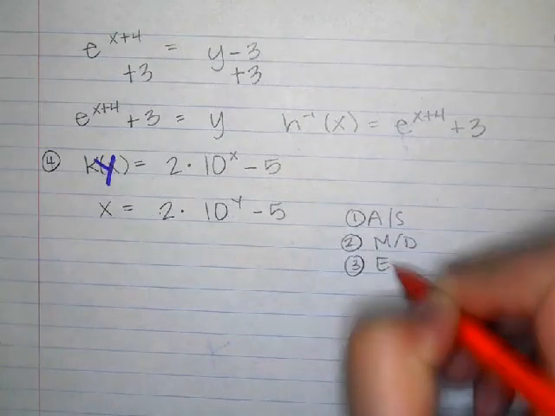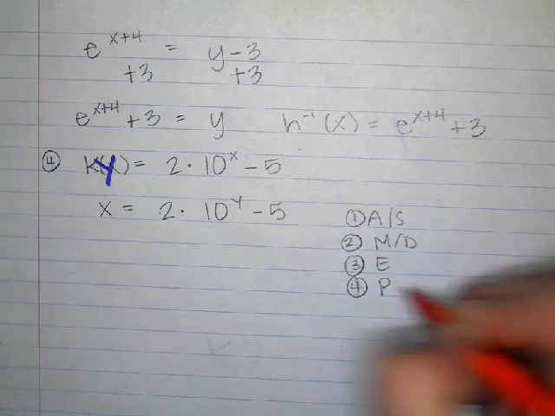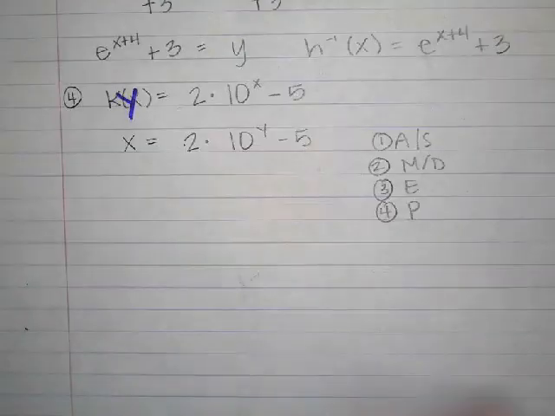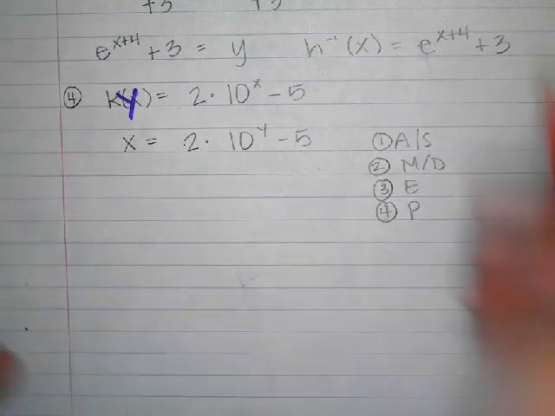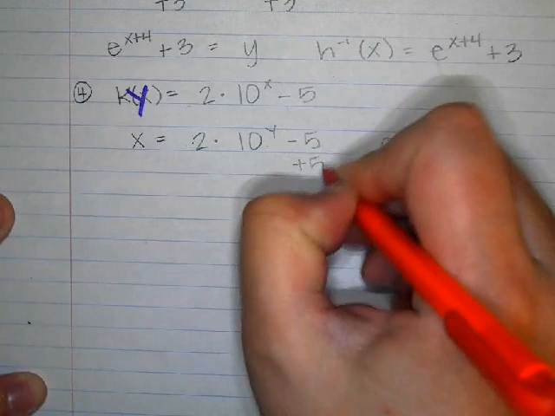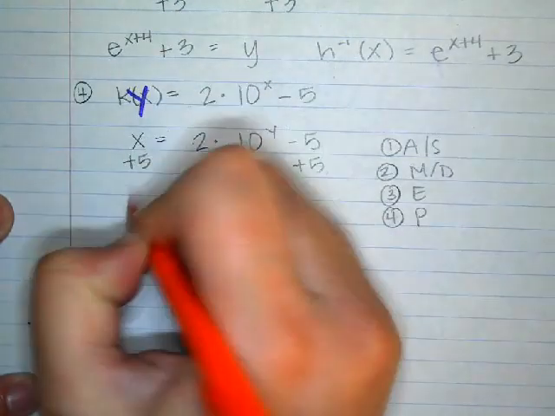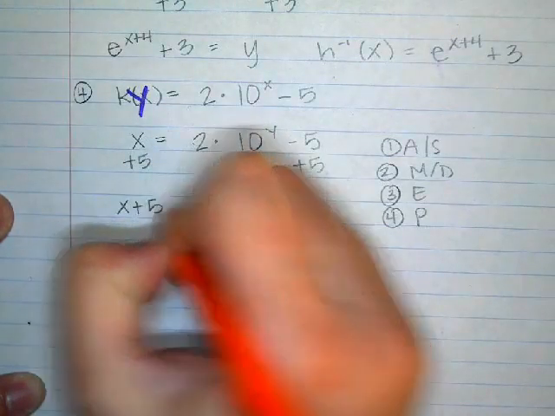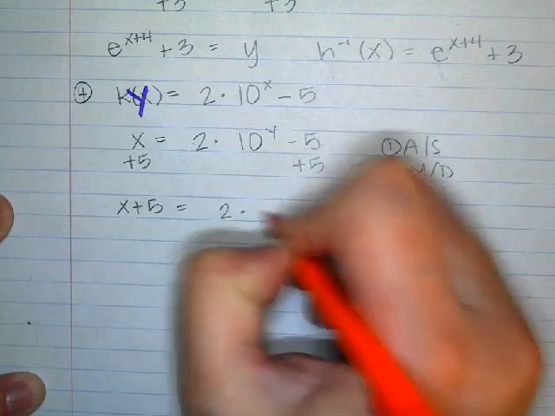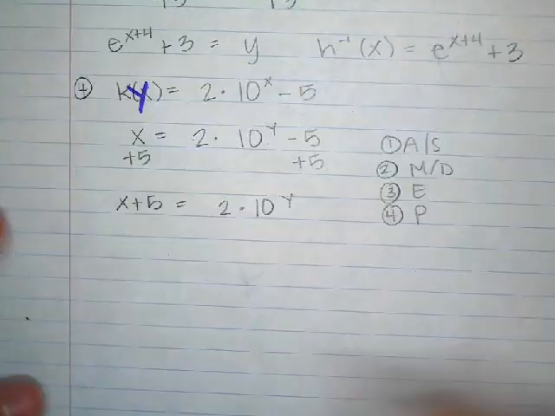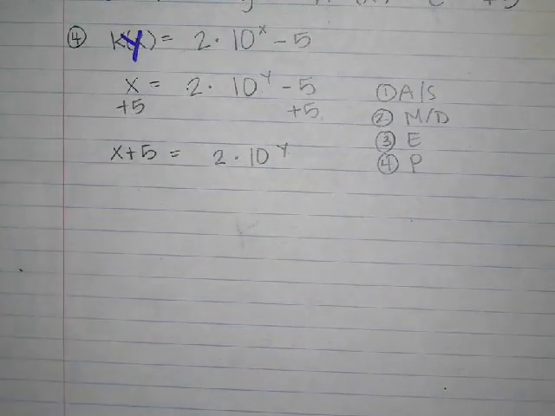Okay, so first we have to see if there's something we could add or subtract to the other side to get it away from the y. We're going to add the 5. So x plus 5 equals 2 times 10 to the y. Is there something we could multiply or divide to the other side? The 2. So what do we do with the 2? Divide by 2.